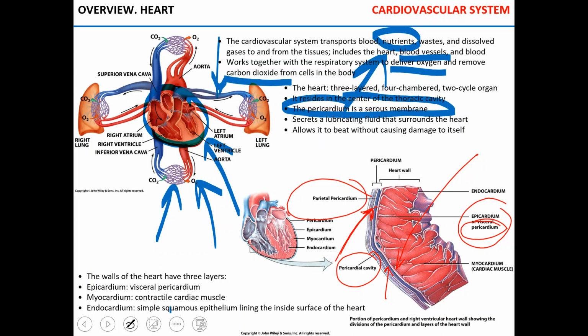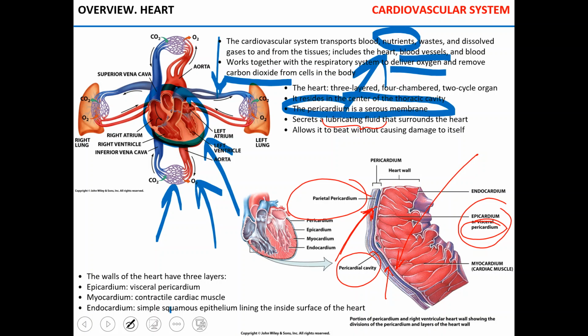And this space is filled with a fluid. The function of that fluid is to provide a lubrication to the heart so it doesn't get damaged when it beats. That lubricating fluid is absolutely essential for the proper function of the heart.